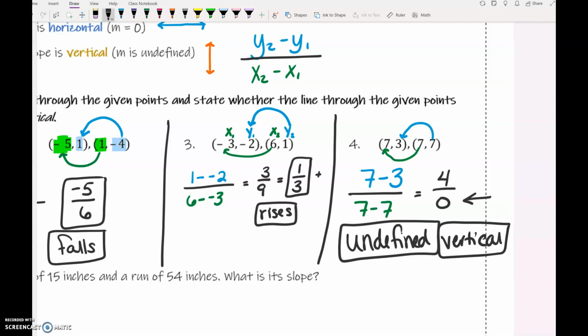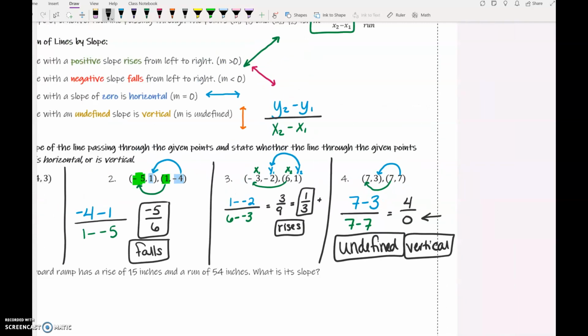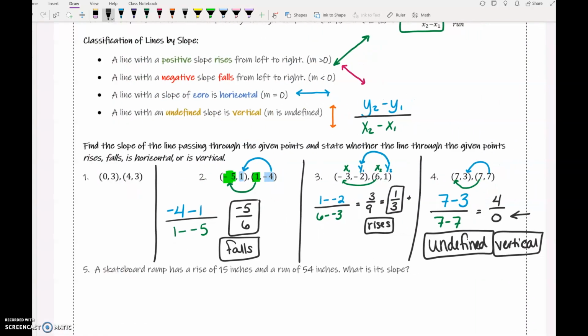Okay? Dividing by 0 is bad. It makes an undefined slope. You can probably guess what number 1 is going to be now. 3 minus 3 on the top. And on the bottom, we have 4 minus 0. That gives us 0 divided by 4.